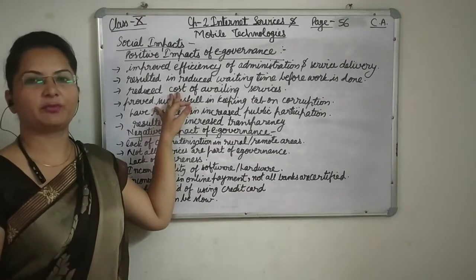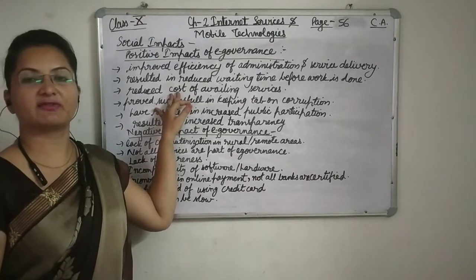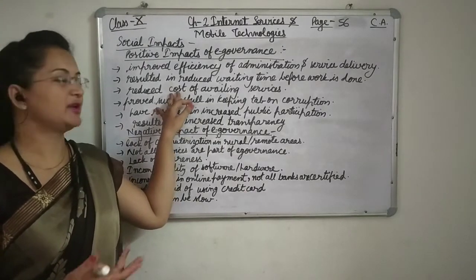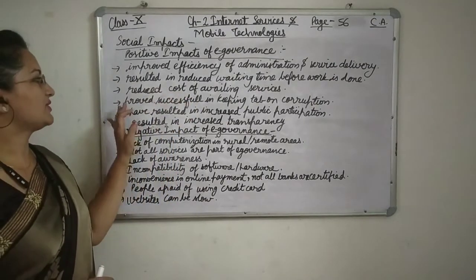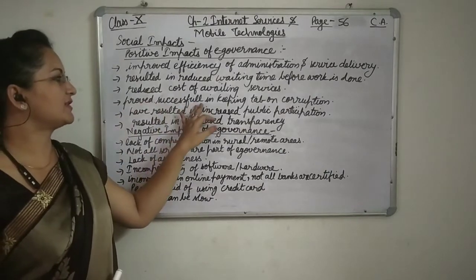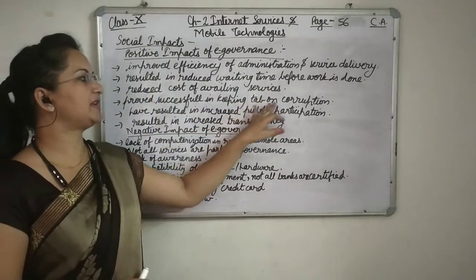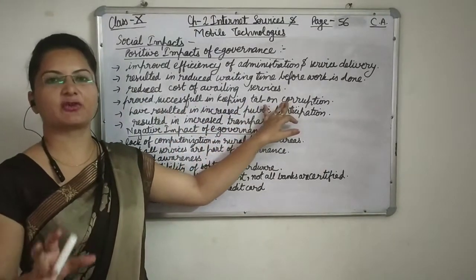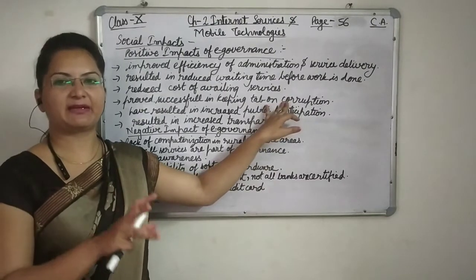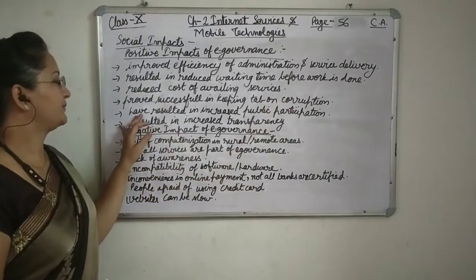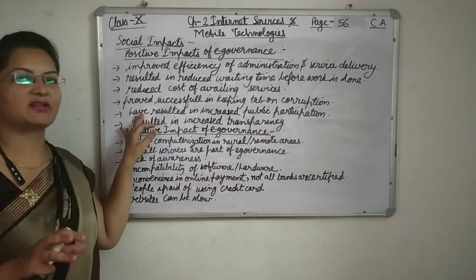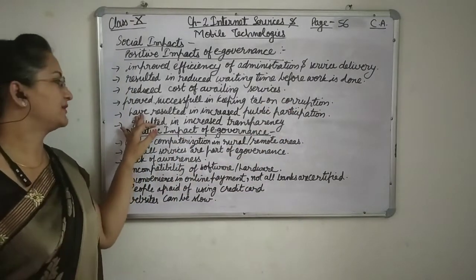Earlier we needed to pay for lots of documents, as well as pay bribes to get our work done. So this cost has been reduced, and it has proved successful in keeping a tab on corruption also. Everything is online. Each and every record is kept online, payment, etc. So there is a tab on corruption, and corruption has been reduced to some extent.